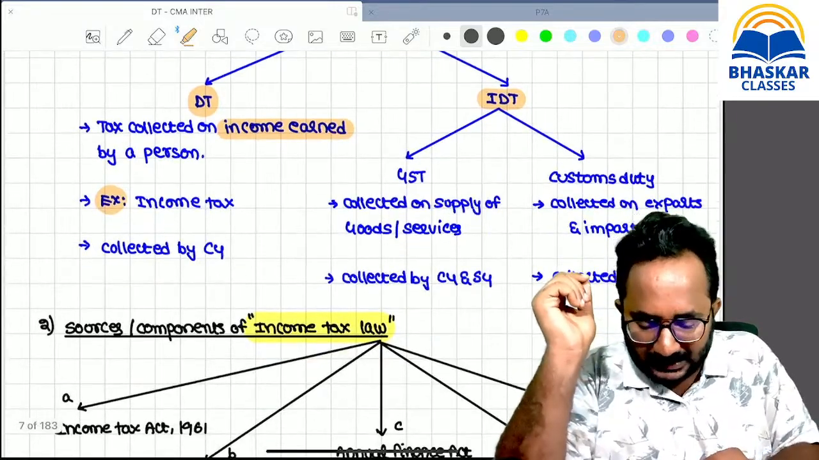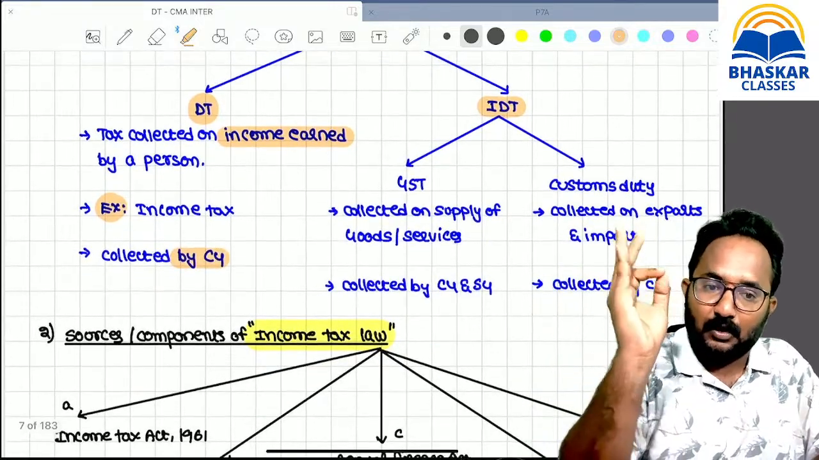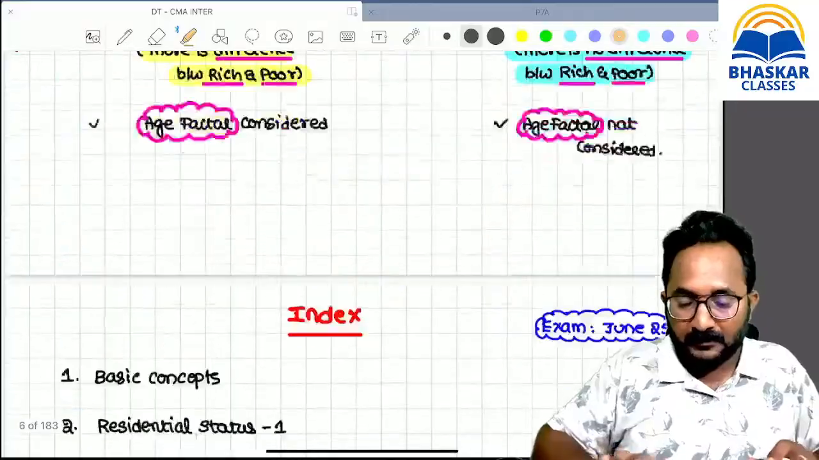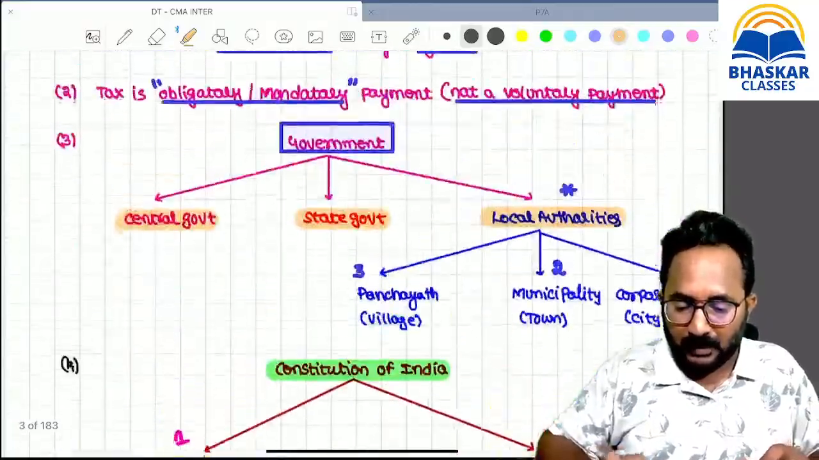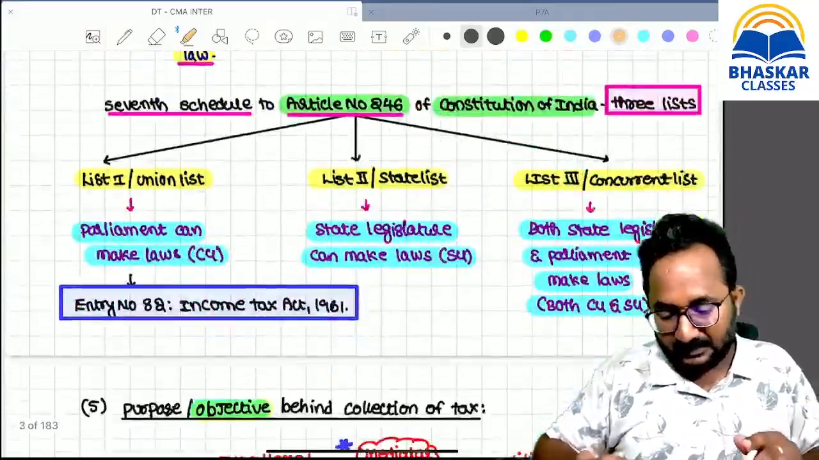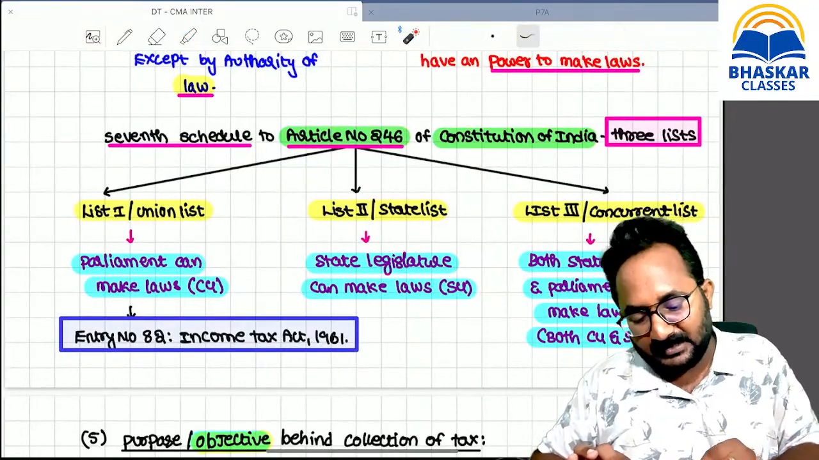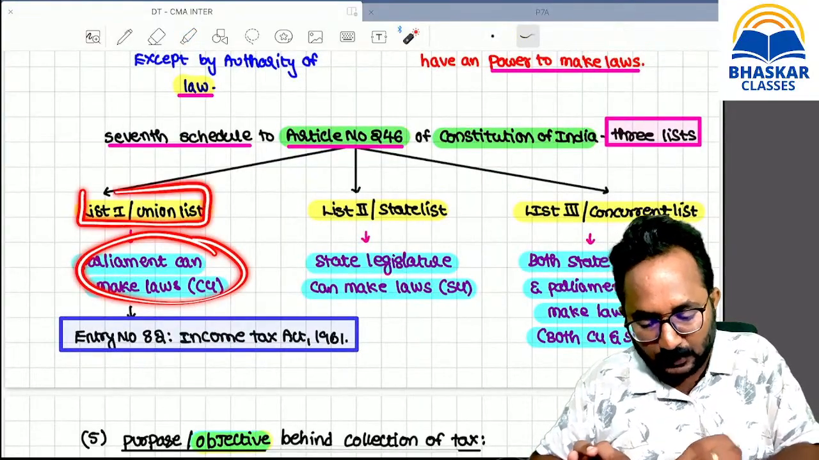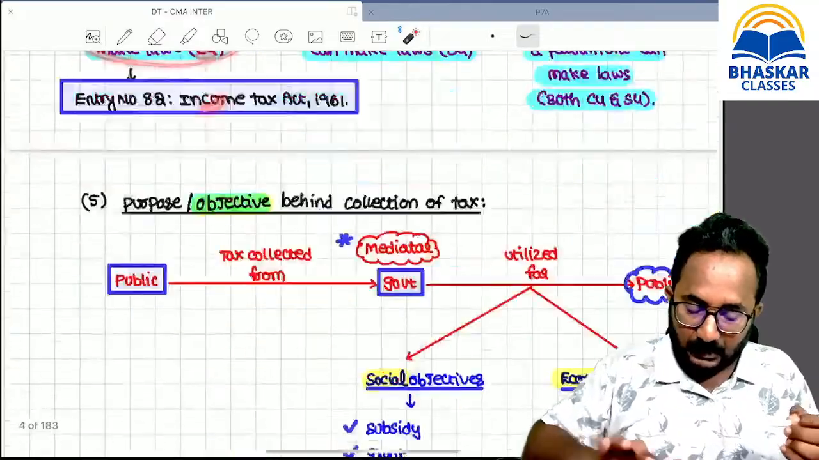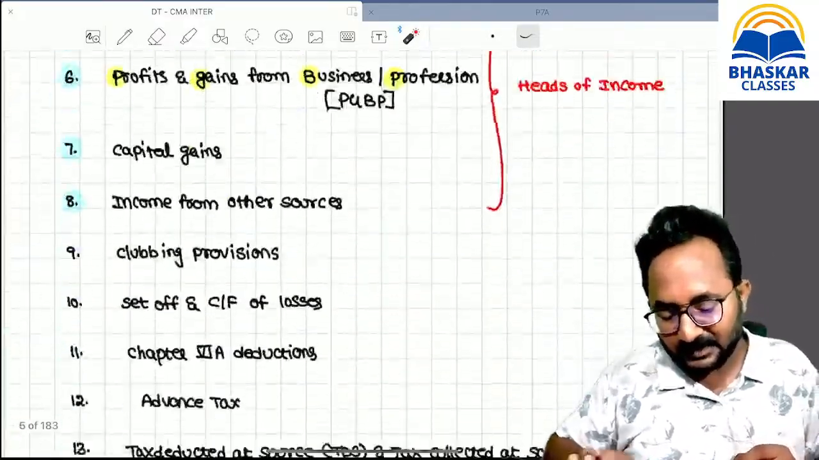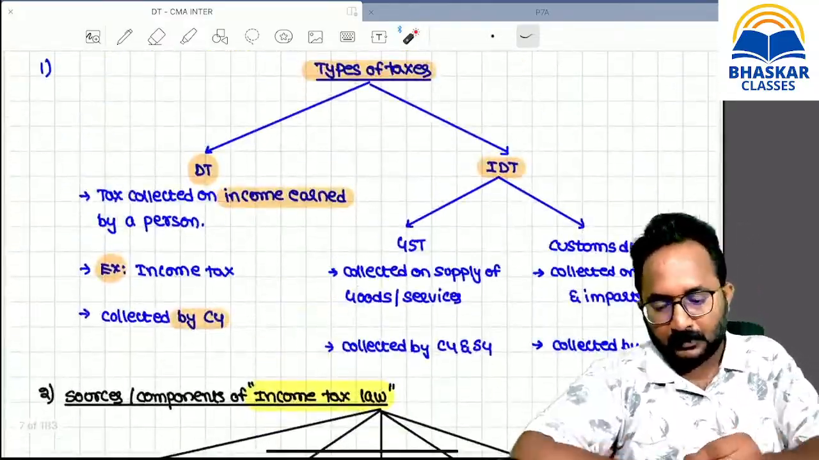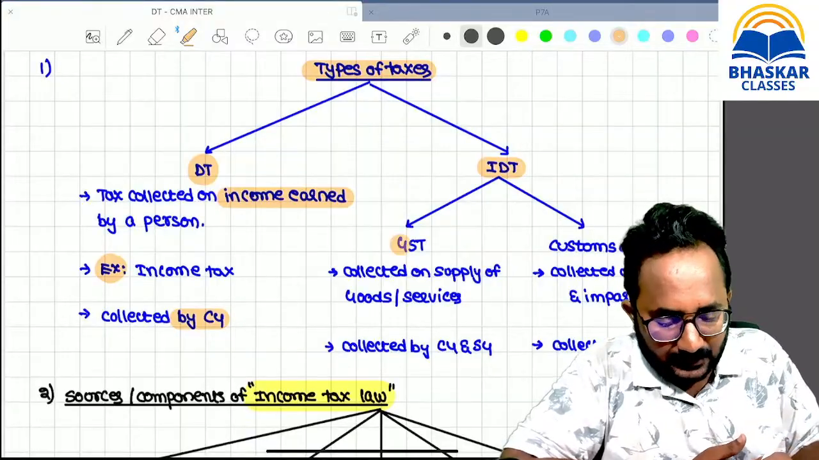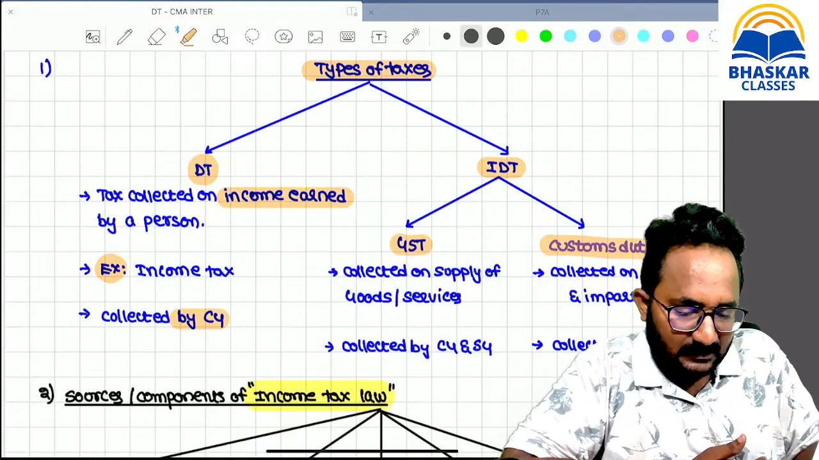Can you tell me who collects this tax? The Central government. I think you know already that the Income Tax Act 1961 is framed by the Central government, in the Union list. That's why only the Central government can collect the tax. Now, in indirect taxes, we have two examples, GST and customs duty.